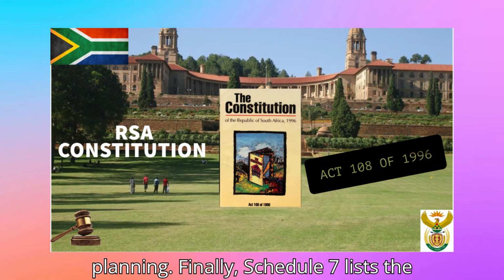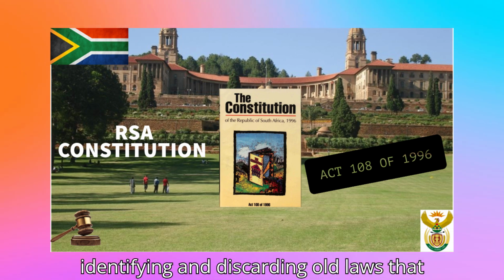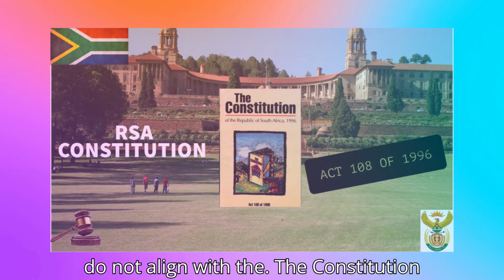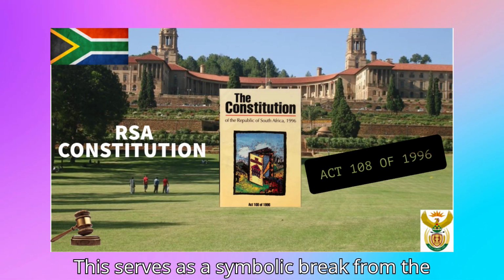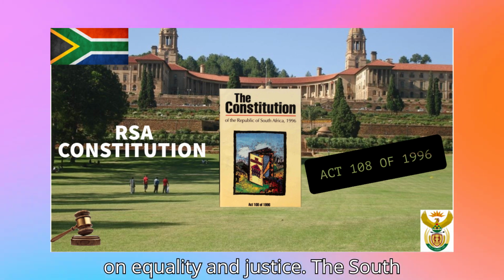Finally, Schedule 7 lists the laws repealed, marking a fresh start by identifying and discarding old laws that do not align with the new constitution. This serves as a symbolic break from the past and a commitment to a future based on equality and justice.